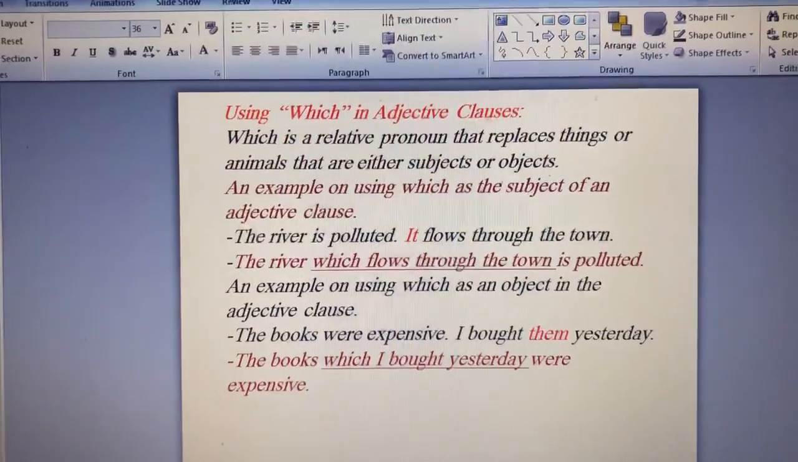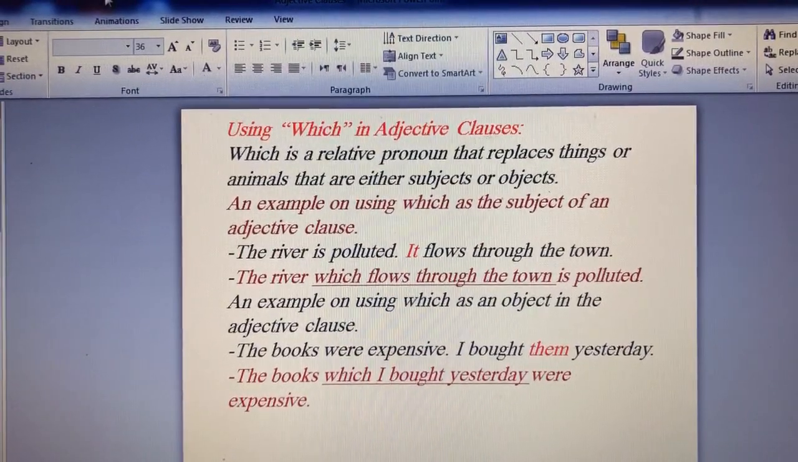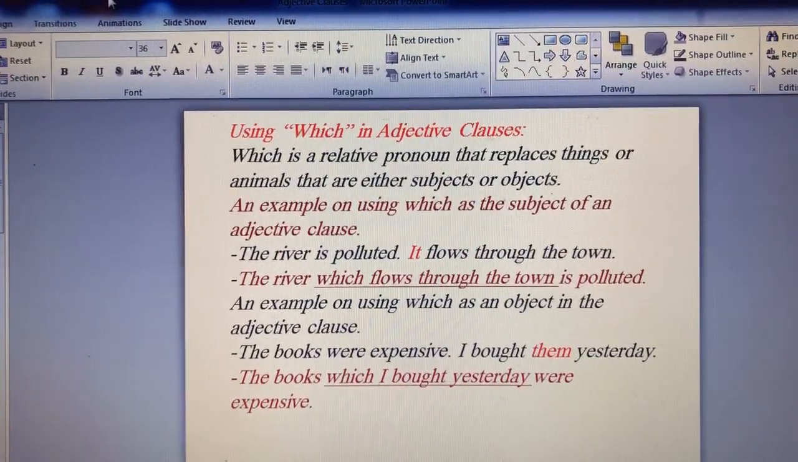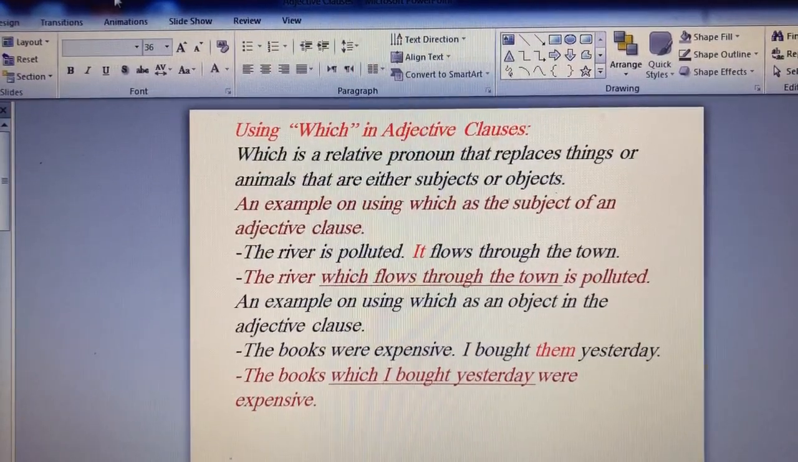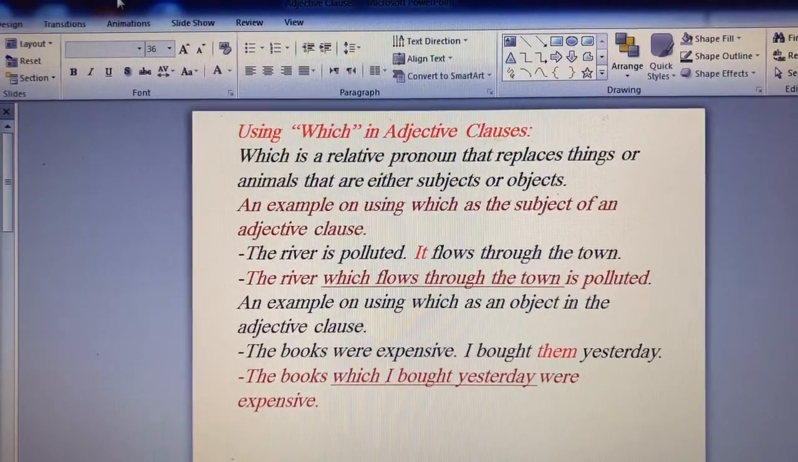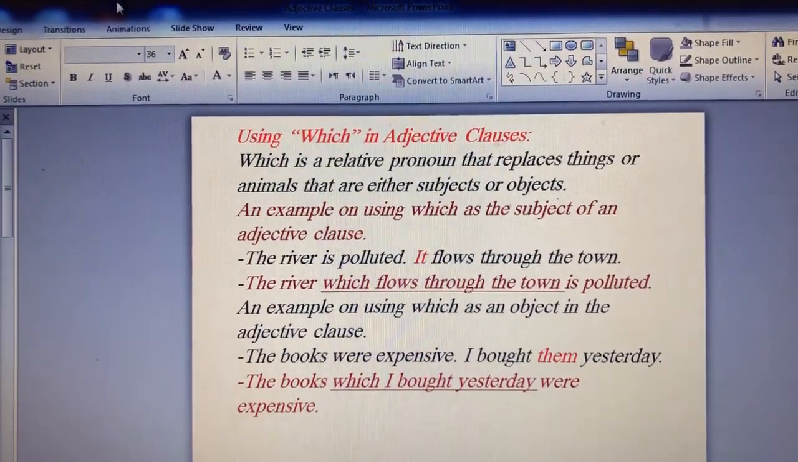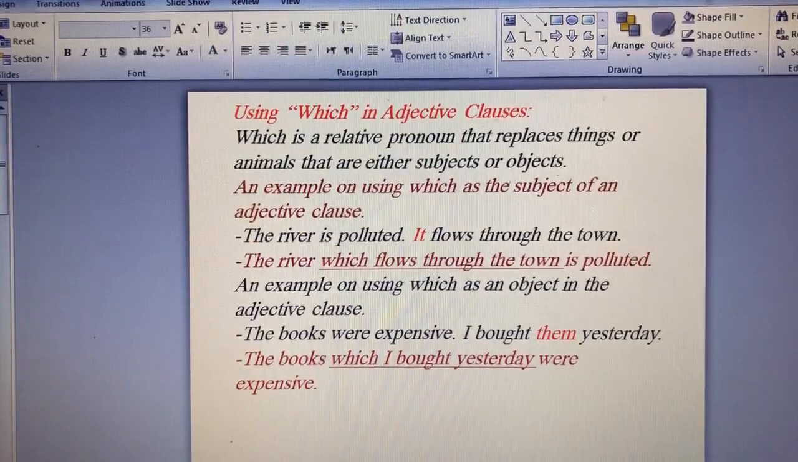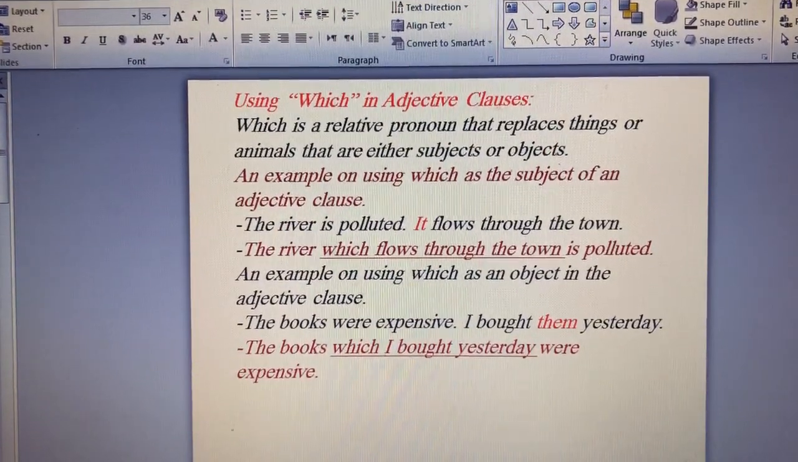The books which I bought yesterday were expensive. Which here is the object, as I said, because it's followed by the subject I. And we have a verb bought. I stopped at yesterday because were is another verb that shouldn't be included in this adjective clause.